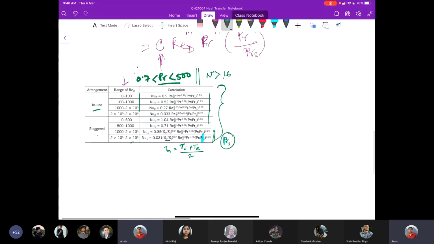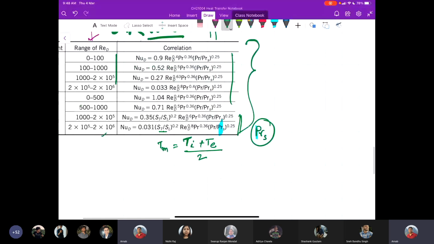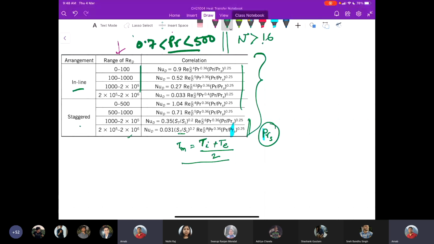So all the properties that you will look up from the table for using this correlation are based on the mean temperature of the system, or the shell side fluid. And quite logically, the Prandtl number at the surface is based on the value of the surface temperature.